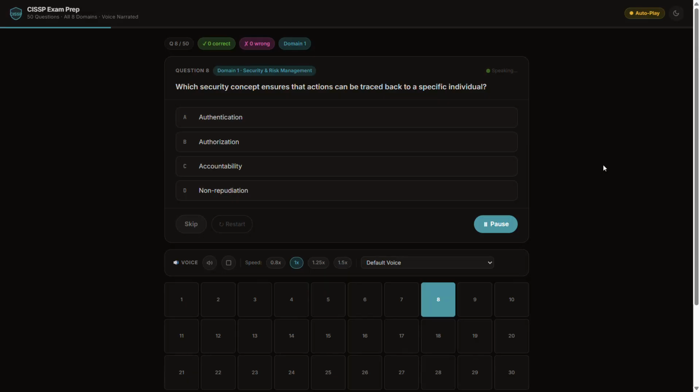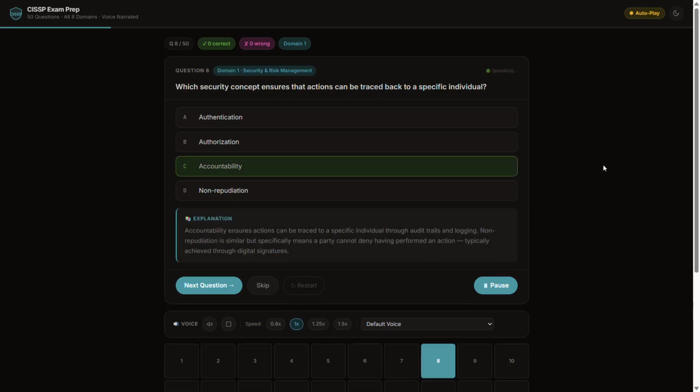Question 8. Which security concept ensures that actions can be traced back to a specific individual? Options: A. Authentication. B. Authorization. C. Accountability. D. Non-repudiation.